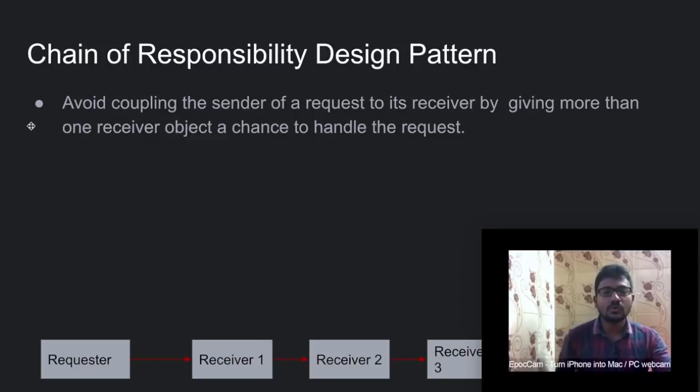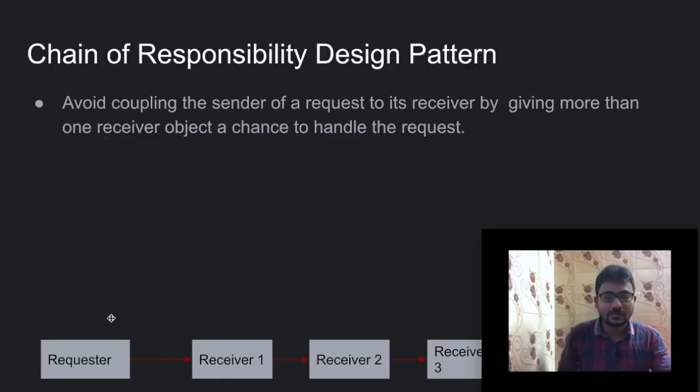Here the main motto behind the chain of responsibility design pattern is to avoid coupling the sender of a request to its receiver by giving more than one receiver object a chance to handle the request. Suppose we assume this is a client and these are some servers. Instead of assigning the job to a particular server, the request would be solved by any server at runtime.